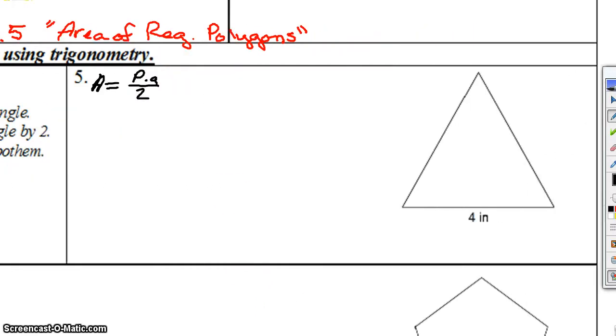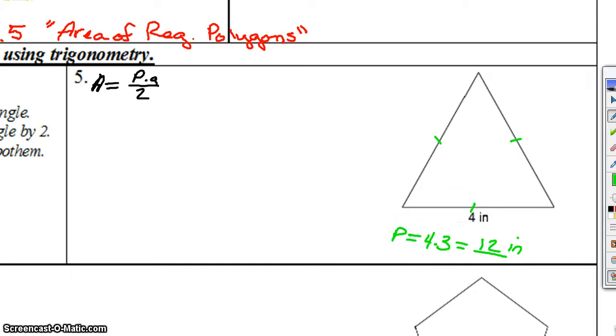I think perimeter is pretty easy. If we take a look at this, this is a regular triangle, so we know all the sides are equal. So if this is 4, then we take 4 times 3. There's 3 sides, so we know that the perimeter has to be 12 inches. So there's our perimeter. We're pretty much done on perimeter.